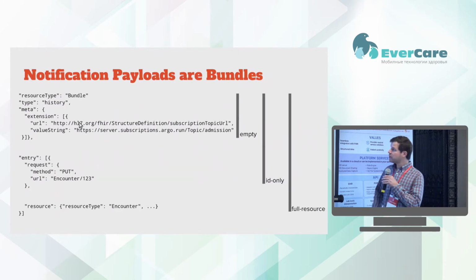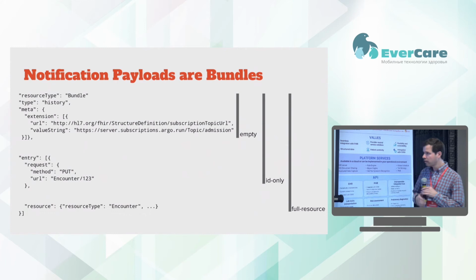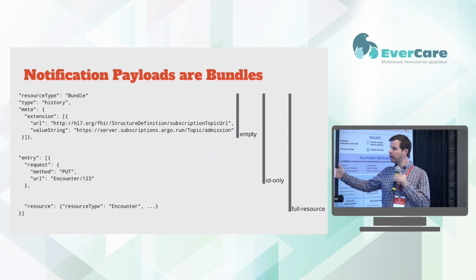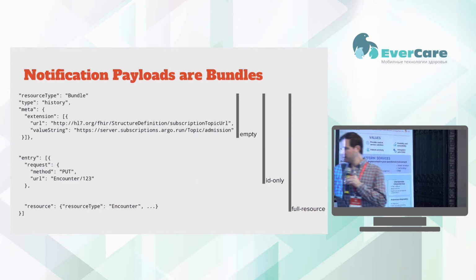Okay. And we mentioned there's 3 different kinds of payload content: empty, ID only, and full resource. I'll show you what those look like. Это, соответственно, вот варианты сообщений для 3 типов payload: пустой, когда есть только ID ресурсов, или когда полностью ресурс, да? So if we're looking at a full resource payload, that means we're looking at a FHIR history bundle where each entry includes a resource. So in this case, these would be encounter resources.